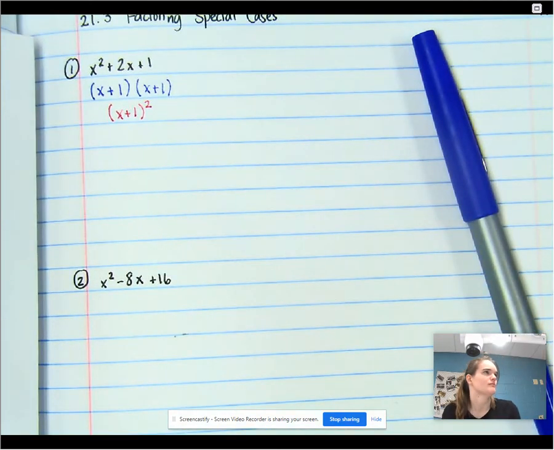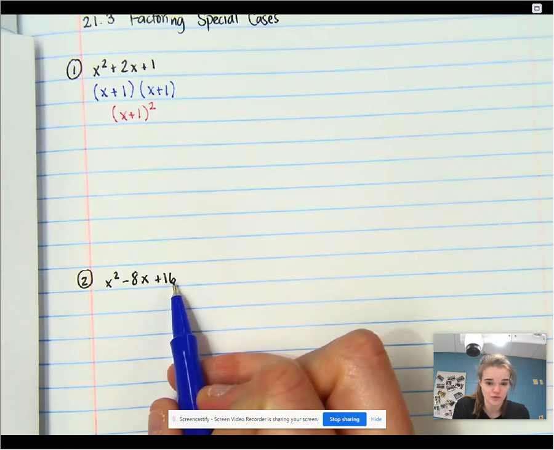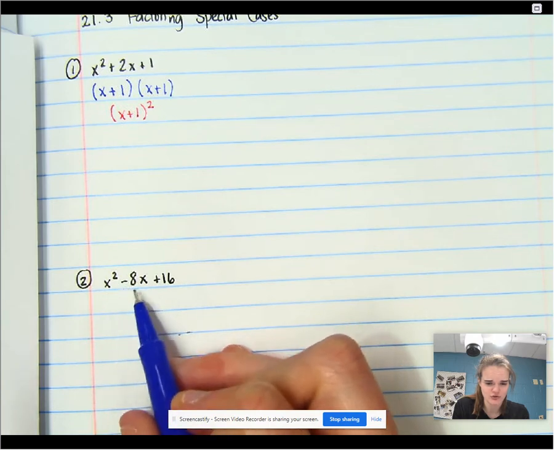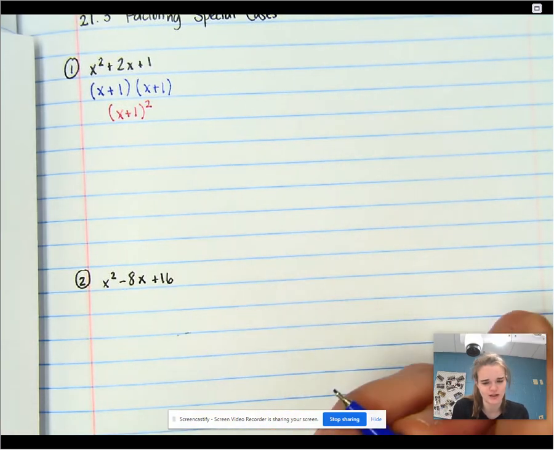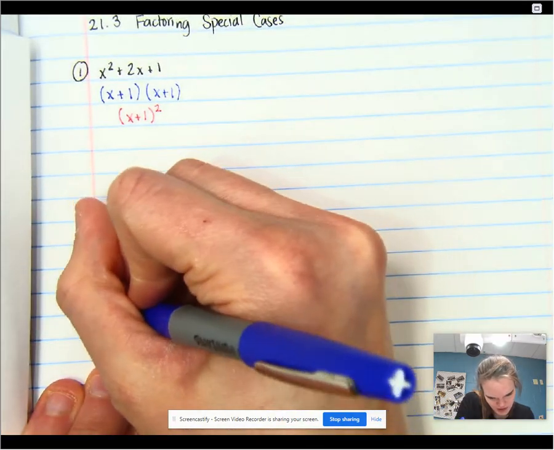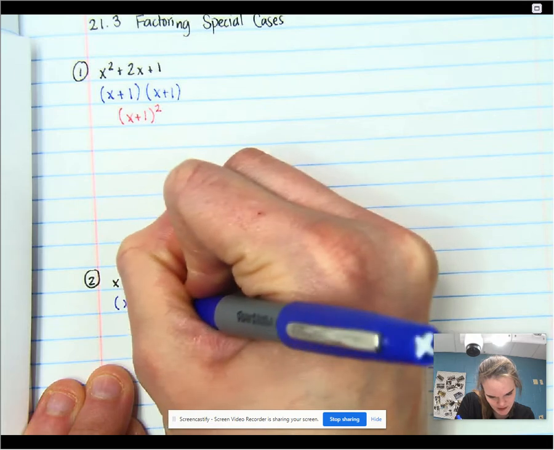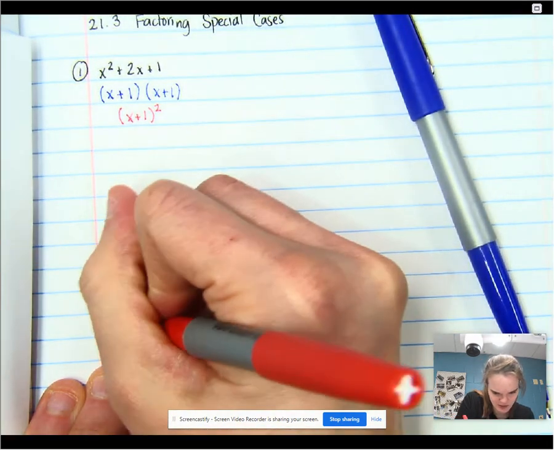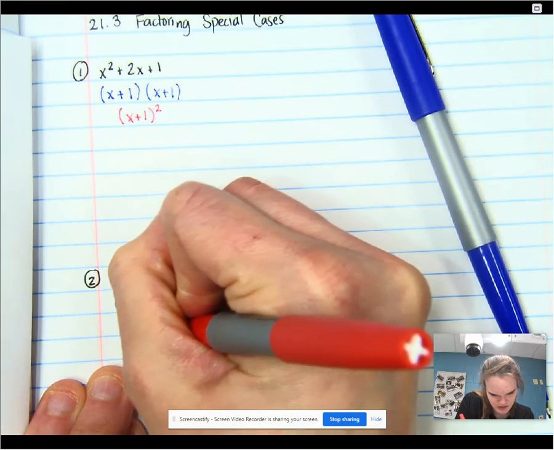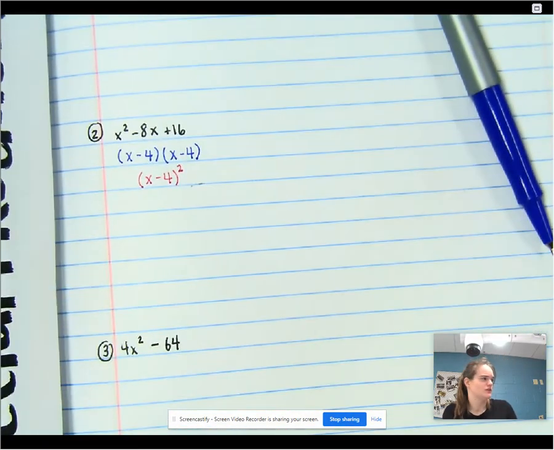Okay. Number 2, this is squared, this is 4 squared, and 4 times 2 is 8, and we need a negative, which means we'll have a negative between the two. So this one is perfect. X minus 4, x minus 4. Remember, we want to write it as x minus 4 squared. Okay. And last, our difference of two squares.